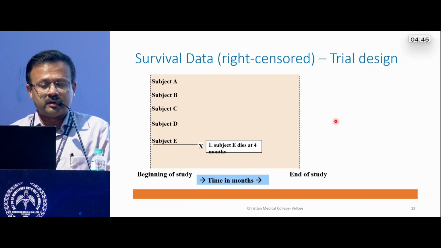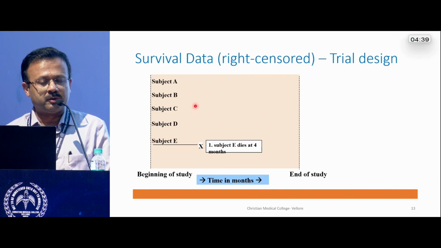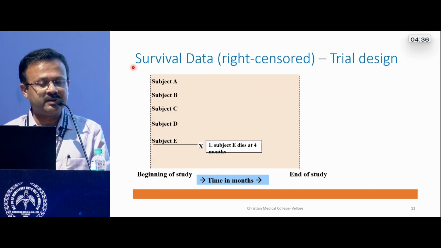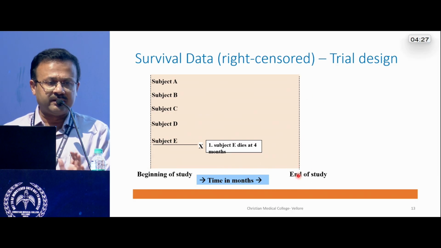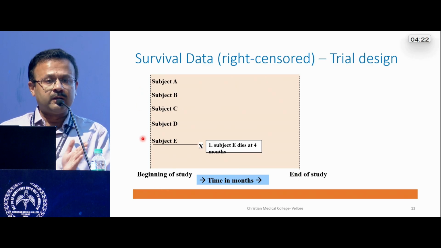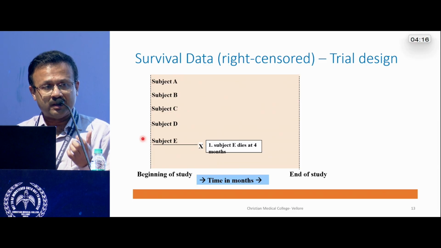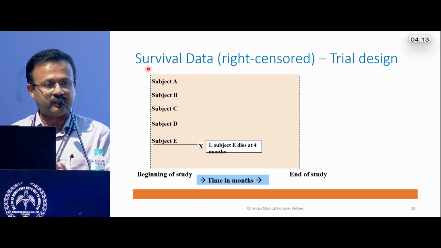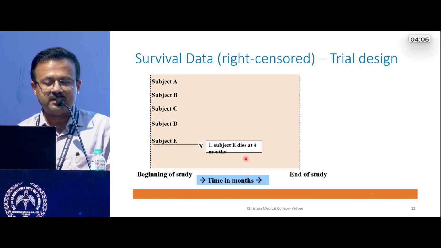So this is the standard control trial design, wherein, just hypothetically, say 5 patients at the start of the study receive an intervention and are followed up over time in months until the end of the study. Now, if I start at this point, recruitment may happen over 3 months or 6 months or whatever time period, but for the survival analysis it is assumed that all patients are recruited at a single line. So after the intervention, at a follow-up of 4 months, subject E dies at 4 months.